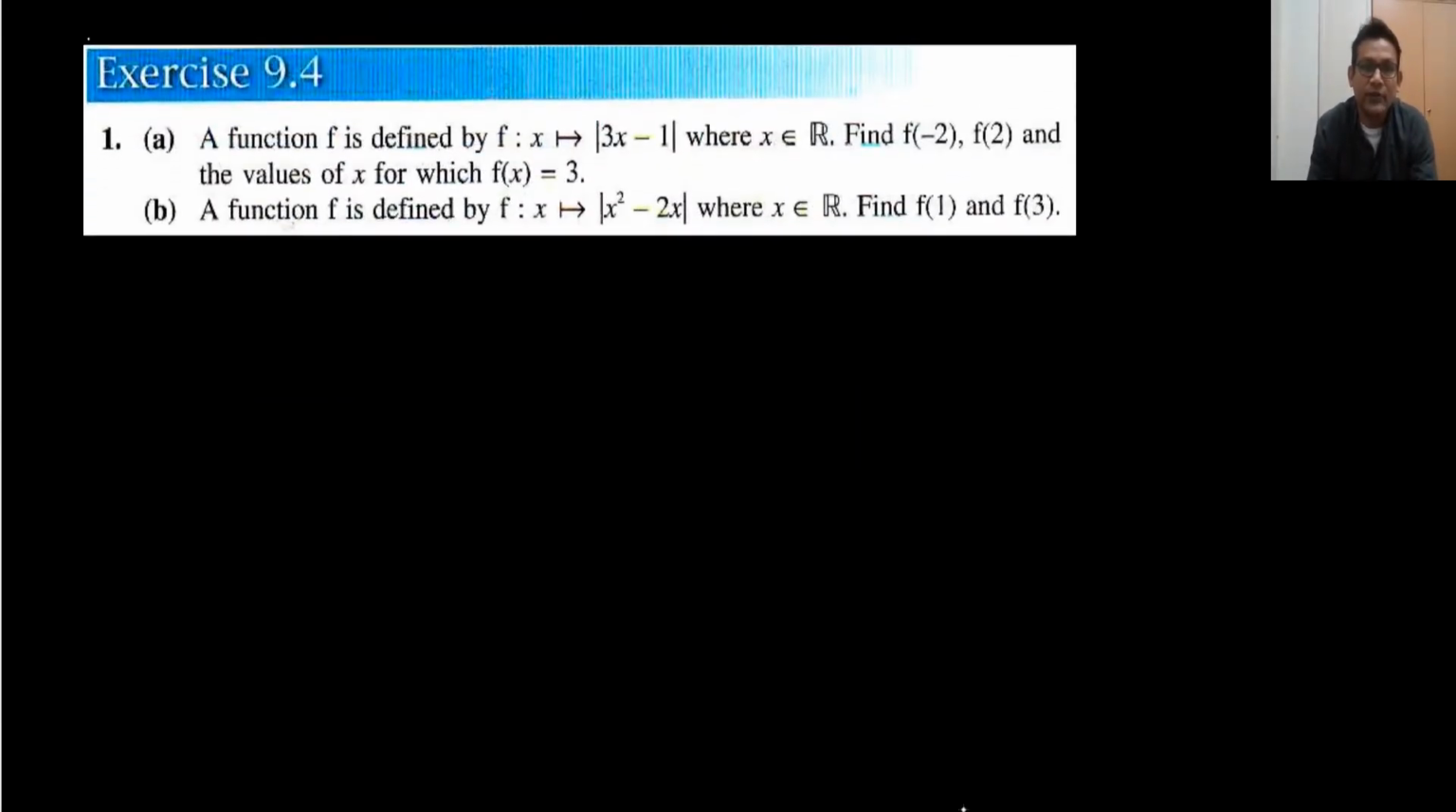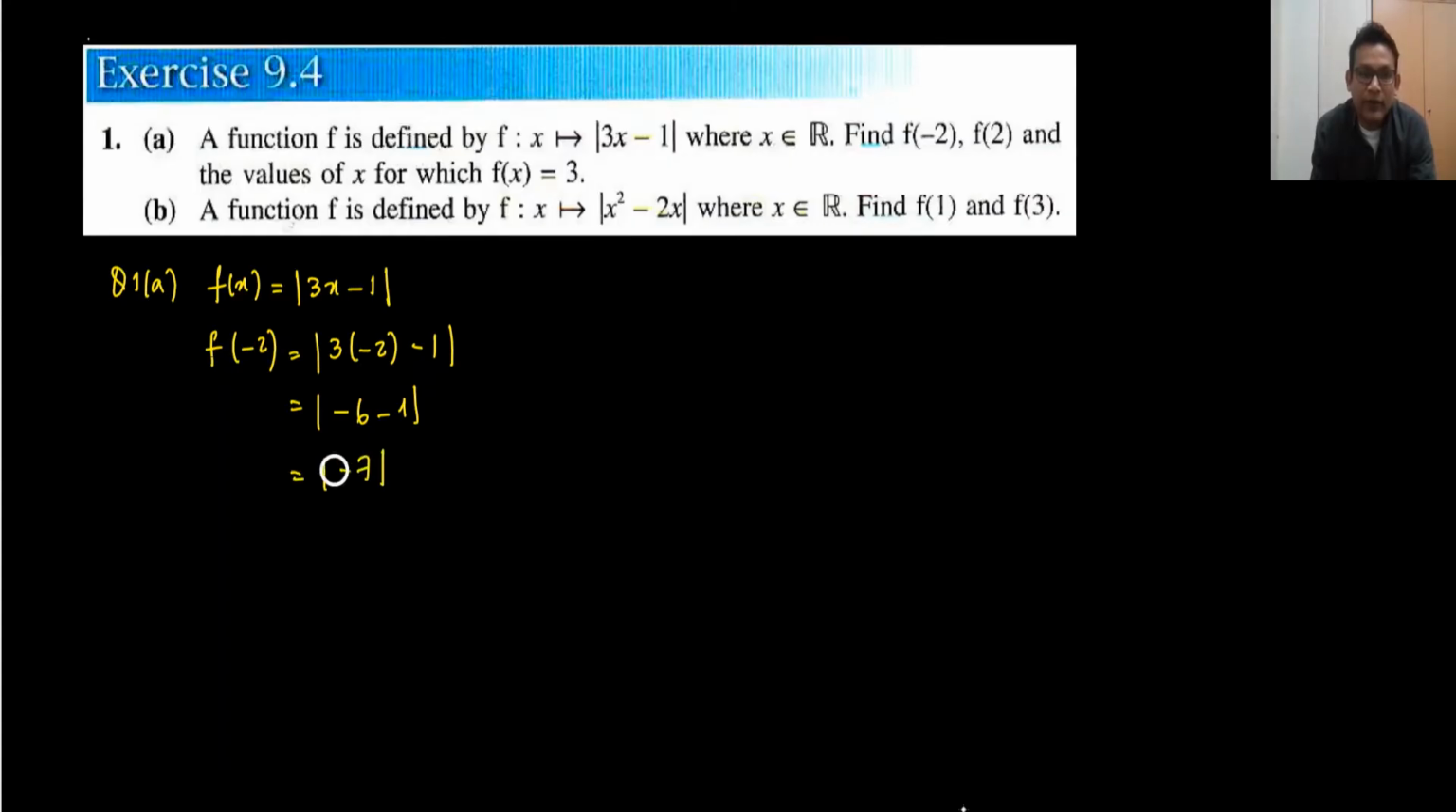For this purpose, I have taken one example from the book, exercise 9.4, question 1, part A. The function f of x is the modulus of 3x minus 1, where x belongs to the real numbers. Find f of minus 2 and f of 2. We need to find f of minus 2 first. Put the value here: 3 times minus 2, minus 1. When we simplify, 3 times 2 is minus 6 and minus 1. When you remove the modulus sign, we always write the positive answer. So f of minus 2 is plus 7.